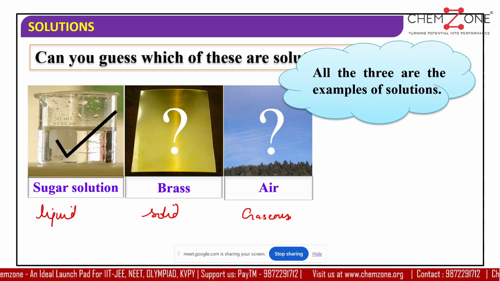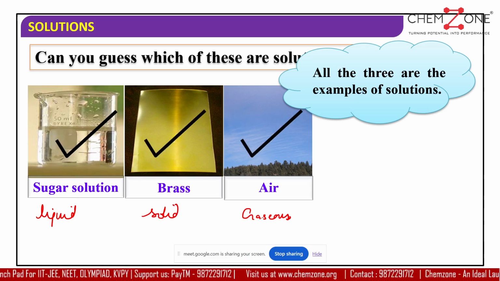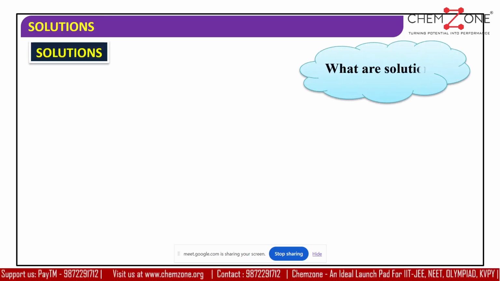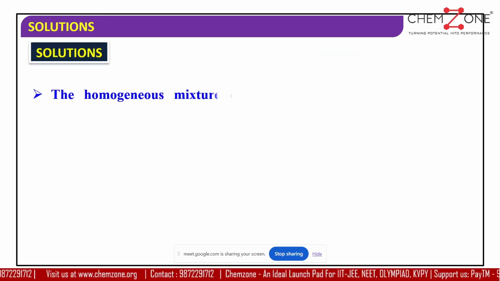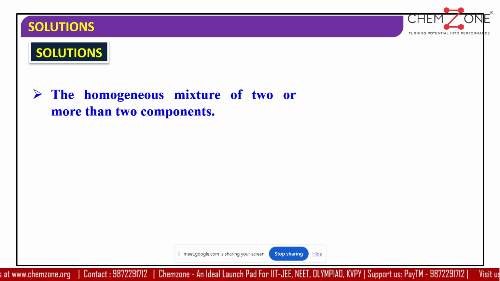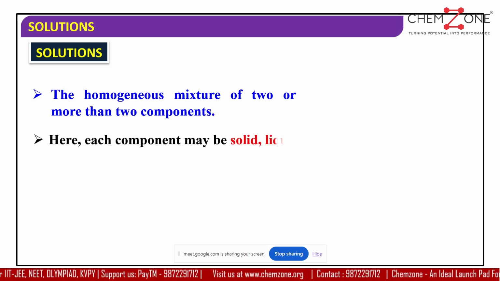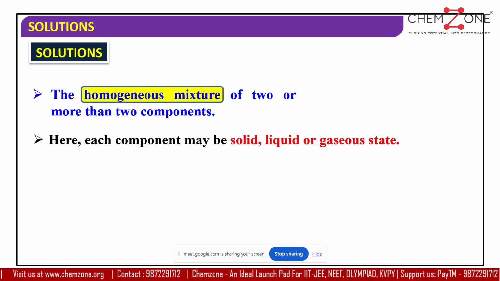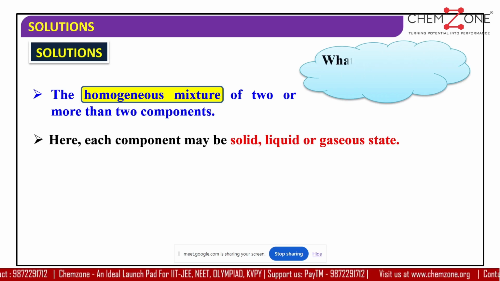Air is also a solution, right? Made up of two or more components, we call it a solution. Yes, sir. Now, what are solutions? That already I have given a definition. Mixture of two or more components. The complete definition I have given you. They have a definite concentration at a particular temperature. So the component may be liquid, solid, or gaseous state, right? Yes, sir.